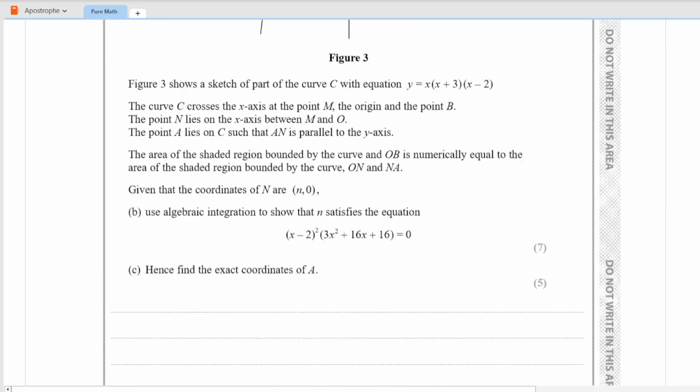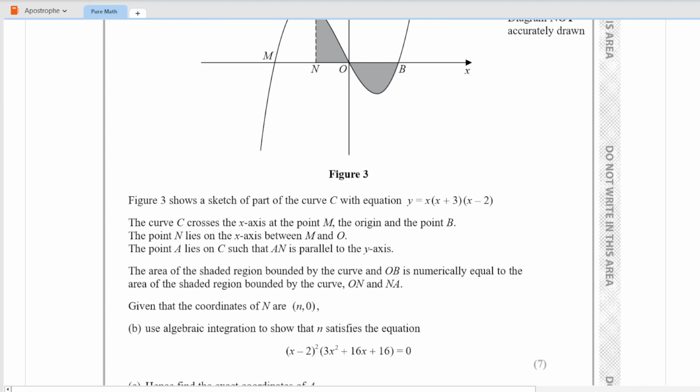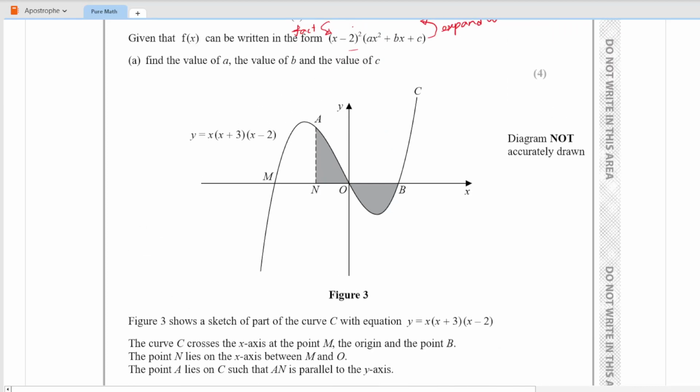Now let's get to question number B. It says, figure 3 shows a sketch of part of the curve C with equation this. The C crosses the x-axis at M, O, and B, and lies on the x-axis between M and O. So we can say this, and A lies on C such that AN is parallel to the y-axis.